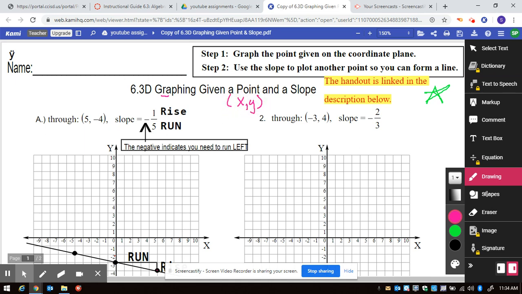Today our objective is graphing given a coordinate point, which coordinate points are always x comma y, and the slope. We know the slope is the change in y over the change in x, also known as rise over run.